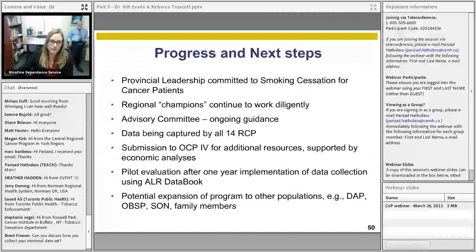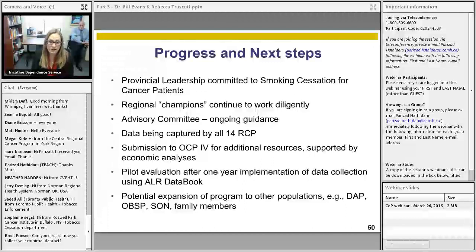We're also really fortunate that our provincial leadership and executive leadership at Cancer Care Ontario is committed to smoking cessation for cancer patients, and we're continuing to see an interest in it from that leadership table, which is excellent. We have ongoing guidance through our advisory committee. We're very fortunate to receive that, and we are looking forward to the Ontario Cancer Plan 4, which will be coming out next week, as it will also speak to smoking cessation and tobacco control within the regional cancer centers.